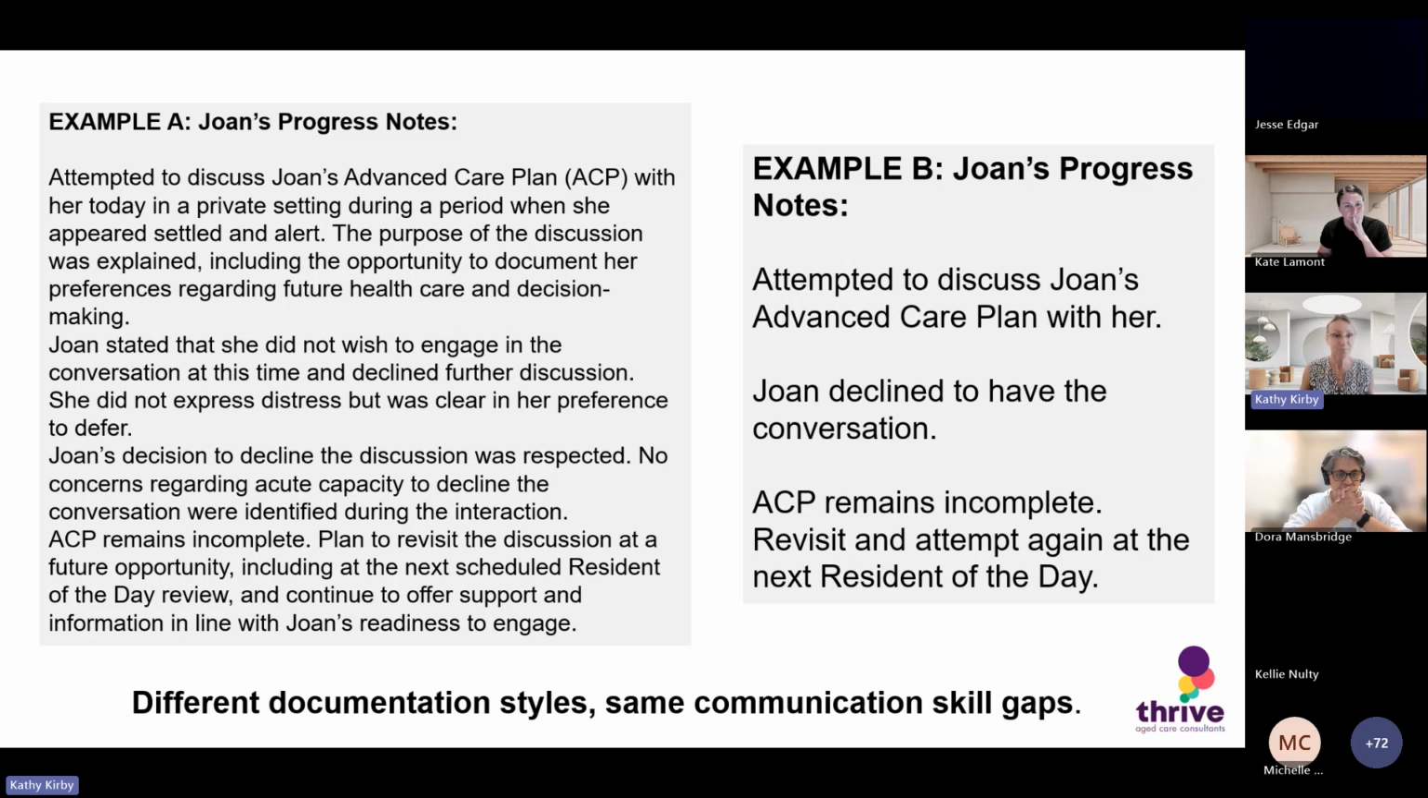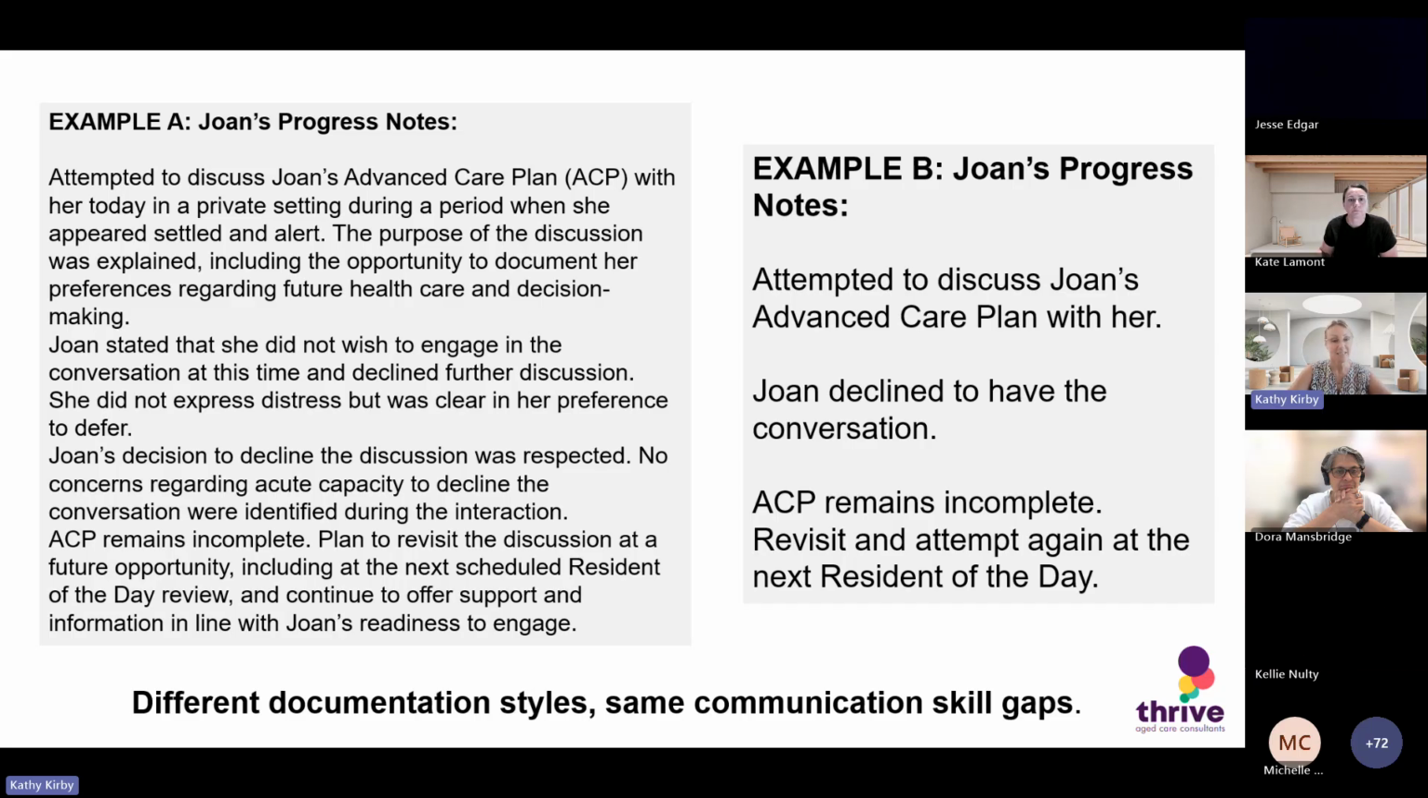And so on. Now option B, Joan's progress notes. Attempted to discuss Joan's advanced care plan with her. She declined to have the conversation. Advanced care plan remains incomplete. Revisit and attempt again next resident of the day. Any thoughts around these two options? Do they seem familiar to you? Are they something that you have seen? Because these are two examples that we see quite often.